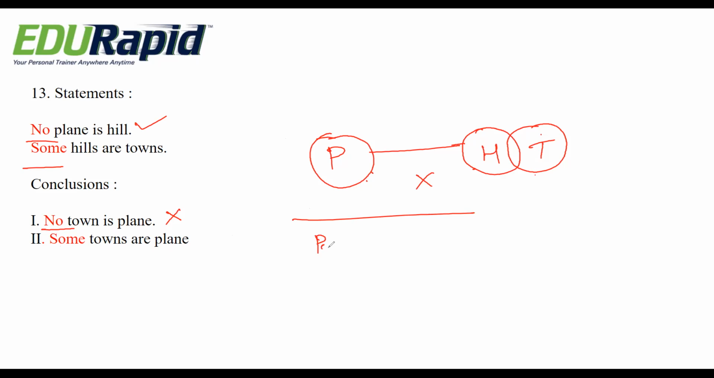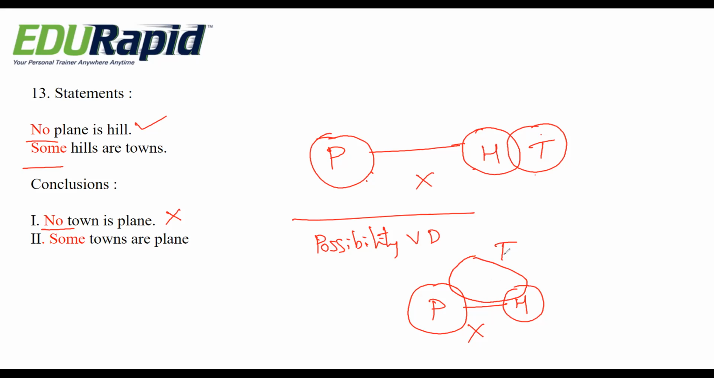I'll draw the possibility Venn diagram. No plain is hill. Some hills are towns. So here it is possible that some town can be plain. So no town is a plain does not follow. Some towns are plains also does not follow, because for some, both circles should be attached. These two circles should be attached.